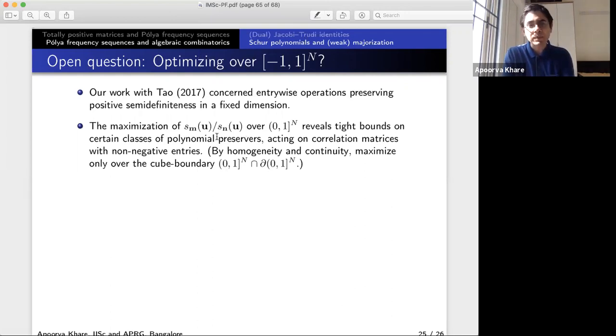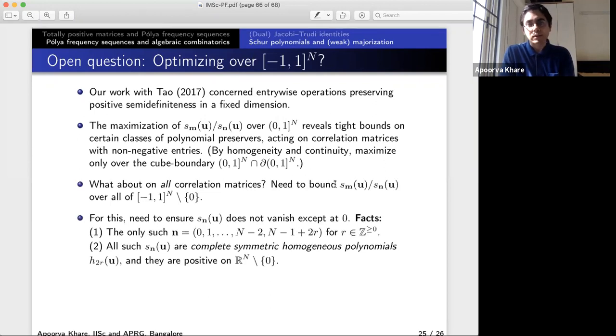And so the question is, can one optimize this kind of a ratio over [-1, 1]^n? Now, how do you optimize this over [-1, 1]^n? There is a problem in this. The denominator can become zero. There are cases when the Schur polynomial evaluated at negative arguments, or some positive and some negative, can vanish outside of the origin. Of course, in the positive orthant, this is a sum of monomials, it will never vanish. Well, unless you know that one of the coordinates is zero. So you have a variable common and you specialize it to be zero. Let's say not that. So on all correlation matrices, we need to bound this ratio on all of this minus zero, but after ensuring that this doesn't vanish at zero.